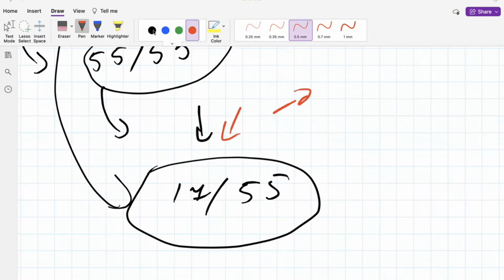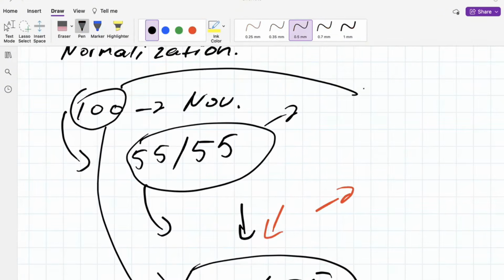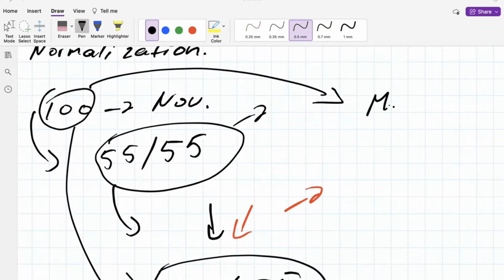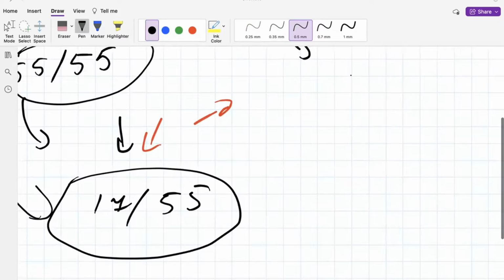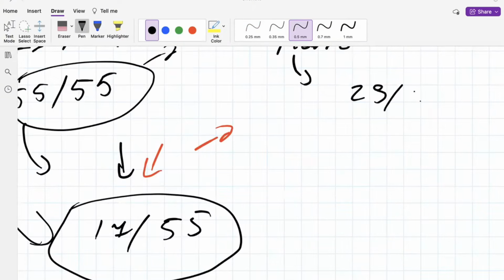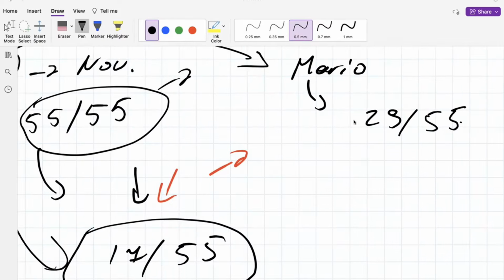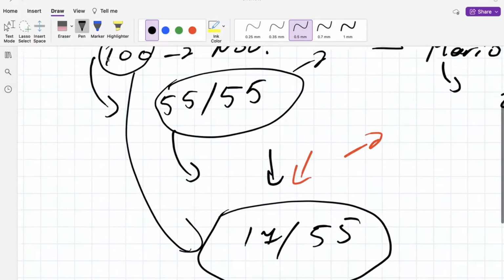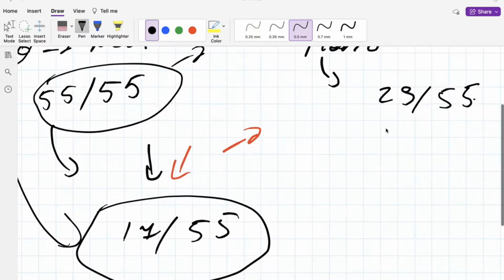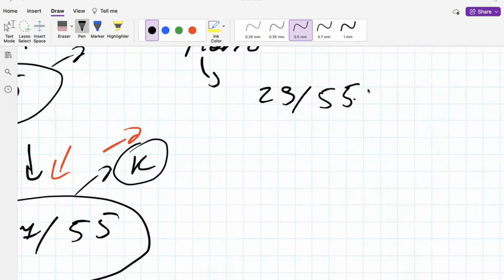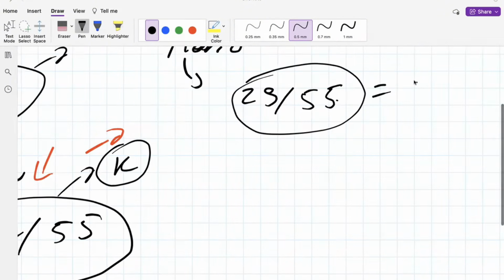For example, let's imagine a particular case. Out of these 100 students, we take a student, his name is Mario. And we consider his score, maybe he scored around 29 out of 55, let's say. Since the average of 100 students is 17 out of 55, his score is above average, right? And after computing the average, there is going to be some coefficient. Let me say this is K. And 29 out of 55, this is the score, I write S.